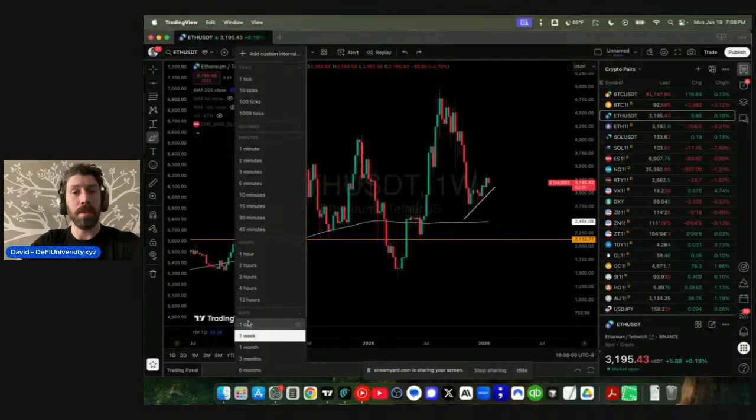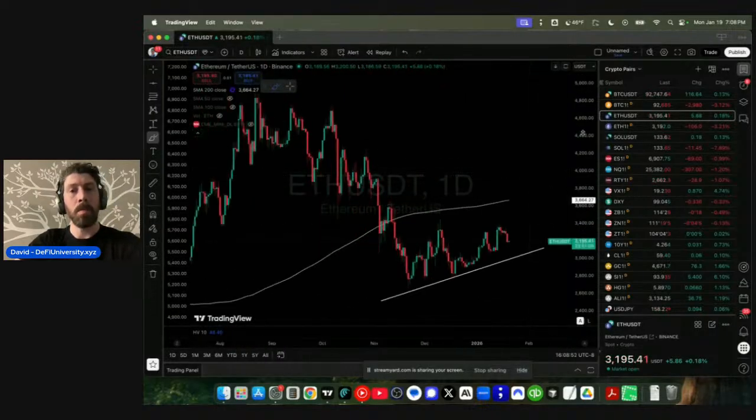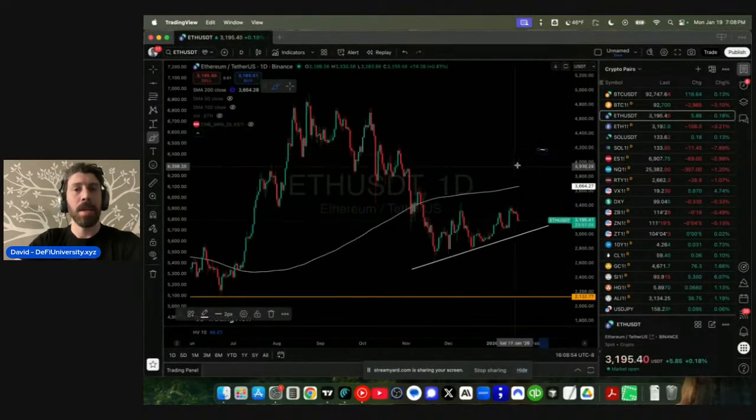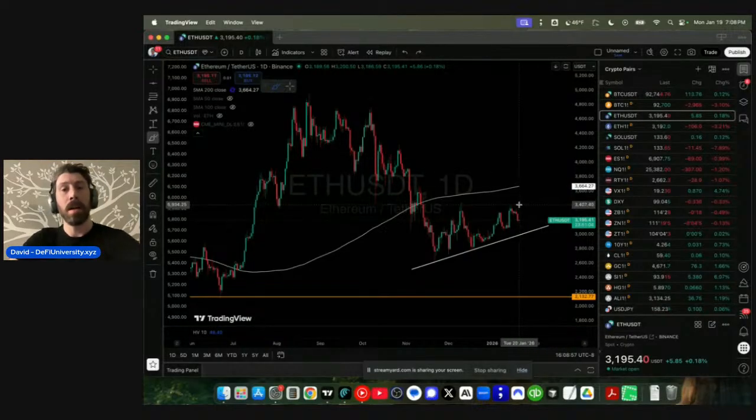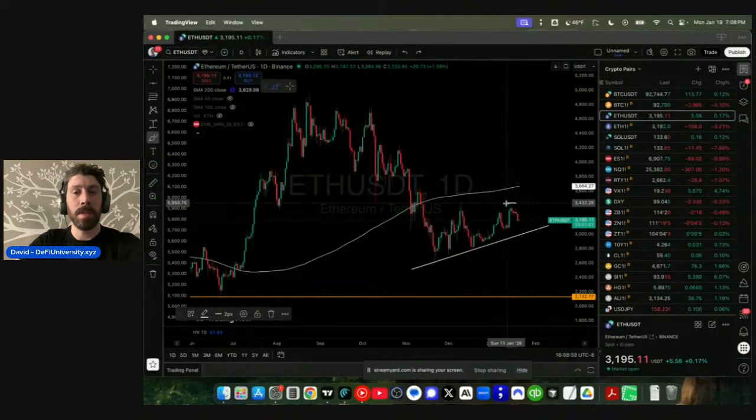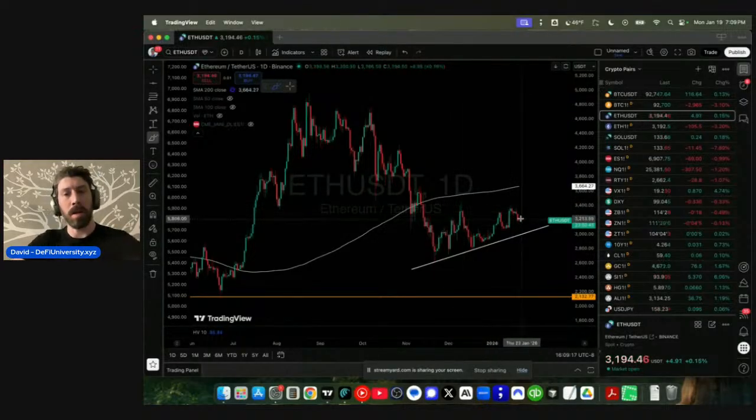Now let's go ahead and zoom in a little bit. Now, one thing to notice is that Ethereum, unlike Bitcoin, did not put in a higher high. Ethereum put in a high back here in the middle of December at around, what was that, 3450 or so, 3460. But this recent rally, ETH didn't even get above that recent high. In fact, it turned back around before making a higher high. So it's actually underperforming Bitcoin a little bit.